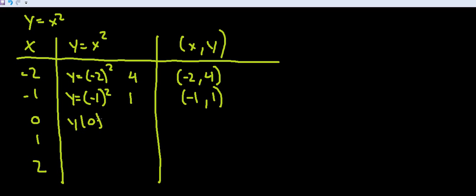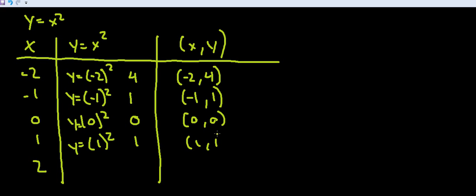y is equal to 0 squared. 0 squared is 0. So we get 0, 0. I forgot to put the equal signs there. y is equal to 1 squared. 1 squared is just 1. So we get 1, 1. And then for our last point, y is equal to 2 squared. And 2 squared is +4. So 2, 4. Now let's take this information and put it on a graph.